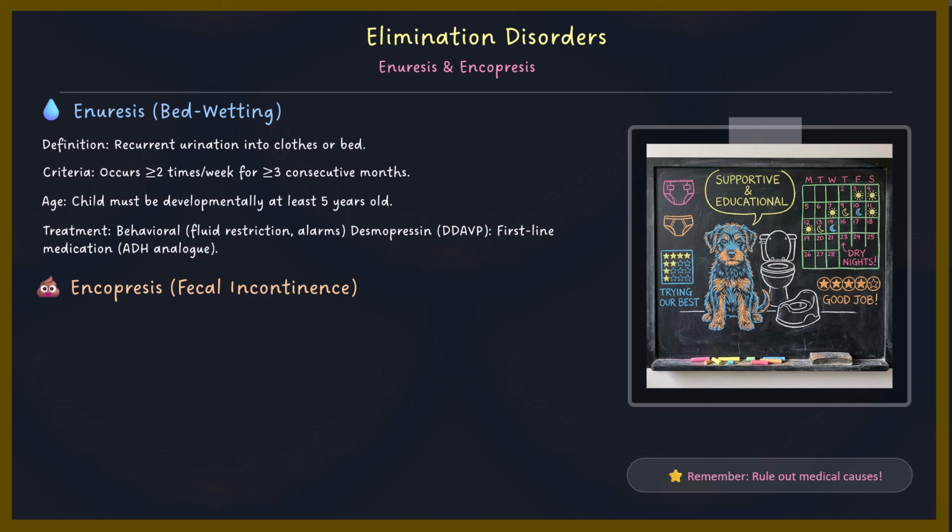Treatment: behavioral, fluid restriction, and bedwetting alarms can be used. Desmopressin can also be used. It is the first-line medication and it's an ADH analog.